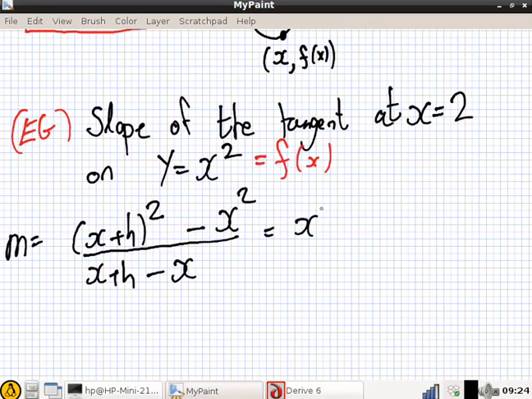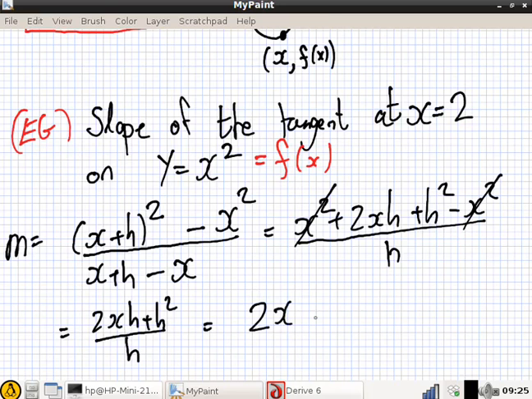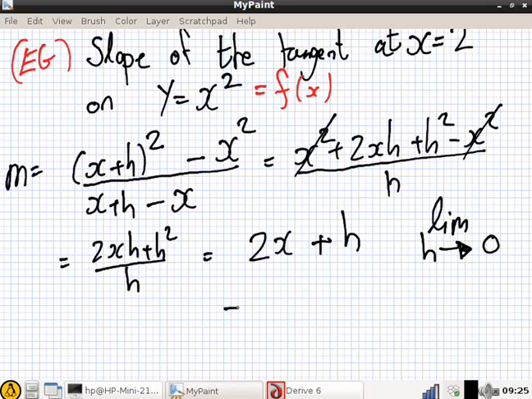On the top, I get x squared plus 2xh plus h squared minus x squared all over h. The x squareds cancel, and I'm left with 2xh plus h squared over h, which is 2x plus h. Now, I need to look at the limit when h goes to 0. So if I make h smaller and smaller and smaller, what am I left with? 2x, because this is disappearing.